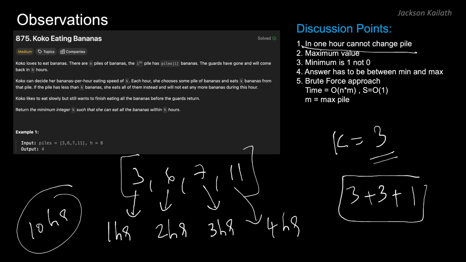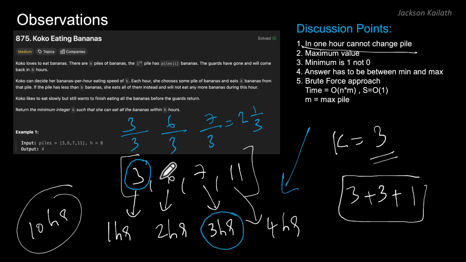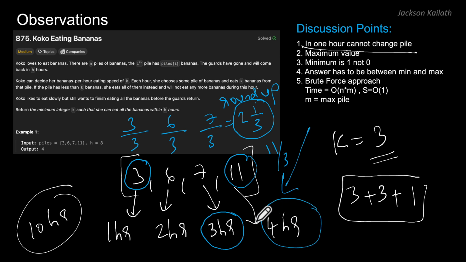Now that we have seen how this works, it's pretty straightforward to convert this to code. You would just have to take the value over here divided by the speed. For example, 3 by 3 gives you 1, 6 by 3 gives you 2, 7 by 3 gives you 2 point 1 by 3. In this case we want the value 3, and therefore we would have to round this up. So 7 by 3 becomes 3. Similarly, 11 by 3 is equal to 3, and then you have 2 by 3, so that would be rounded up to 4. So this is how you can solve this question using the brute force approach.